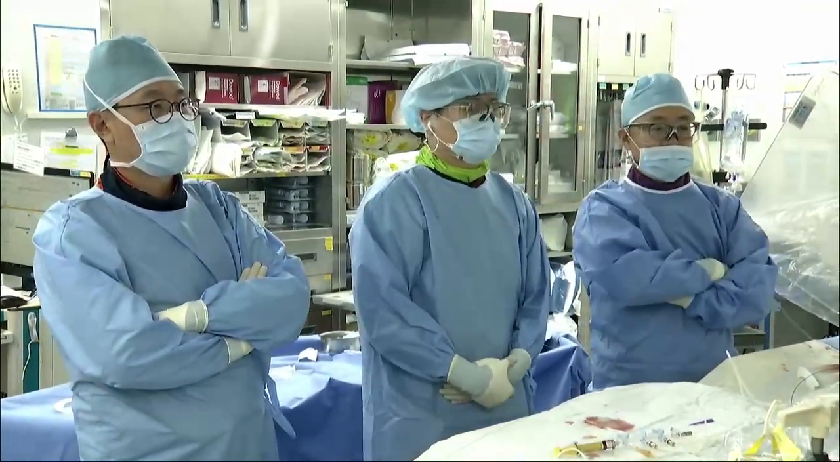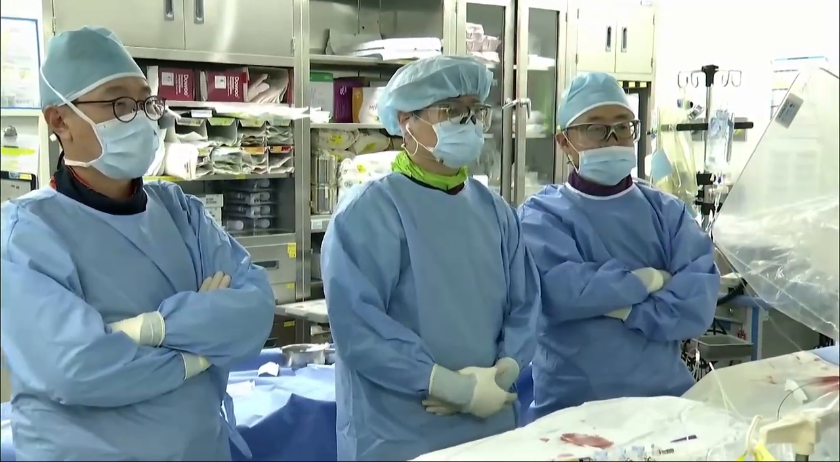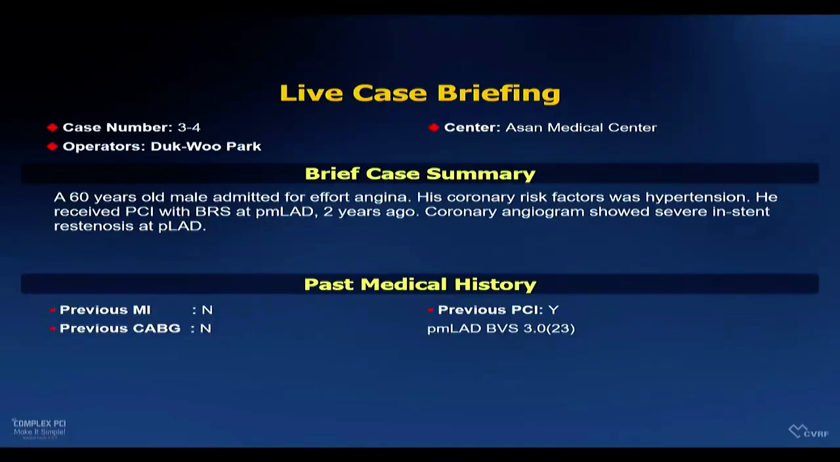Okay, hello. I want to introduce this case. This patient is a 60-year-old male patient, admitted for effort angina. His coronary risk factor was hypertension. Two years ago, he received PCI at the proximal to mid LAD with BRS. Coronary angiogram showed a severe ISR lesion at the proximal LAD.